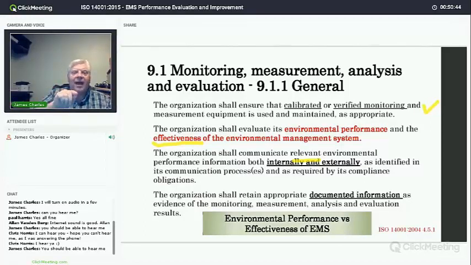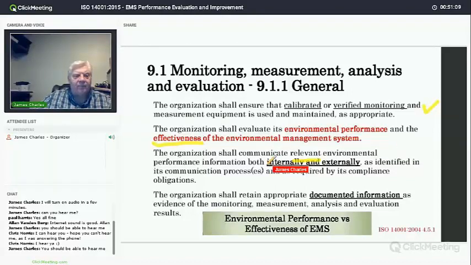But then there's some additional words, as required by the compliance obligation. So obviously, if we are reporting our Tier 2 information, if our site has to report TRI information, if we're a Michigan Clean Corporate Citizen and we report certain measurables, those would all be things that we're already reporting externally. And obviously, those would be relevant.